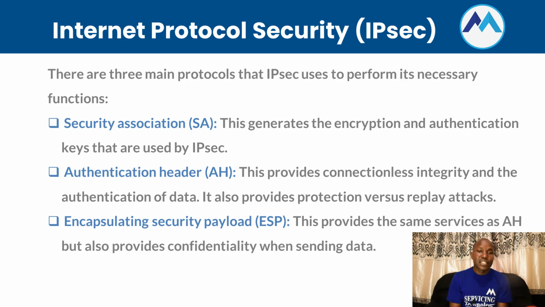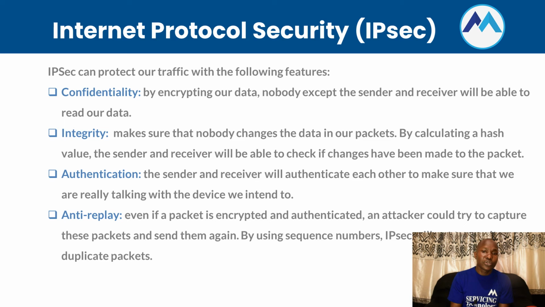From what we have just seen, IPSec is therefore a framework that helps us to protect IP traffic on the network layer. Why? Because the IP protocol itself does not have any security features at all. IPSec can protect your traffic using confidentiality, integrity, authentication, and anti-replay, which allows it not to transmit any duplicate packets.